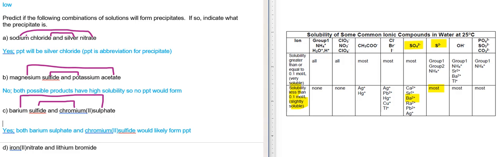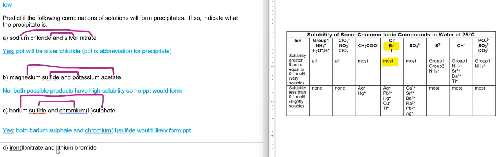One last example like this. Iron nitrate and lithium bromide. So if we look at that, again, come back over to our prediction chart here. So we want iron with bromide this time around. So I look in my bromide category and I'm looking for iron, and specifically, I want iron 2. So I have no iron, let alone iron 2, in my exception list. So it's going to be in the most category. Iron bromide would be highly soluble.